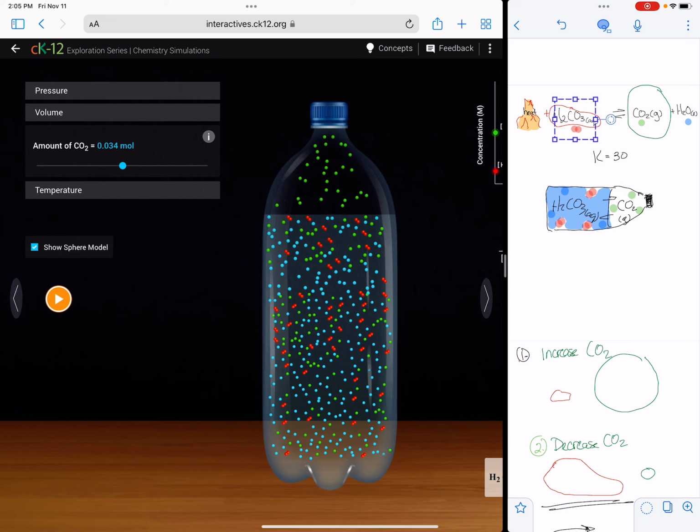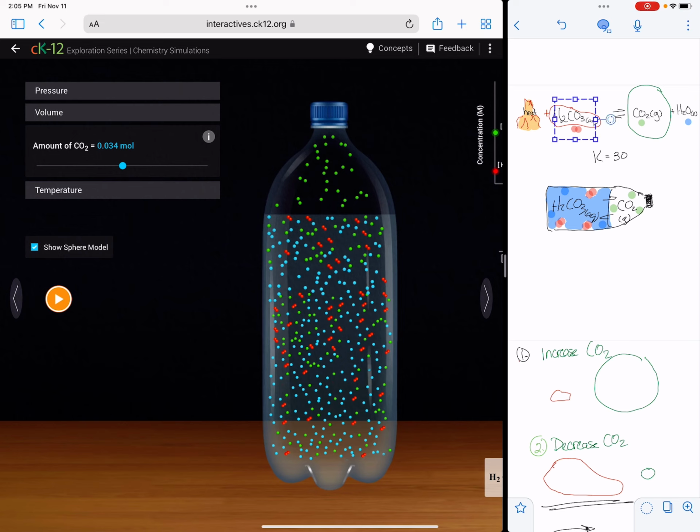So first, watch the reaction itself. I went the wrong way. And we're going to decrease it just by taking the lid off. There we go. So we've lost some. Put the lid back on. And now look, the reds are splitting apart and making greens because we are always going to try to remake what we lost until we hit equilibrium.